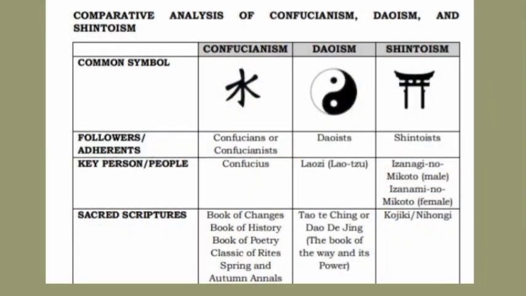The sacred scriptures of Confucianism are the Book of Changes, the Book of History, the Book of Poetry, the Classic of Rites, and the Spring and Autumn Annals. In Taoism, the primary text is the Tao Te Ching, which translates to the Book of the Way and its Power. In Shintoism, the Kojiki and Nihongi are the sacred texts.